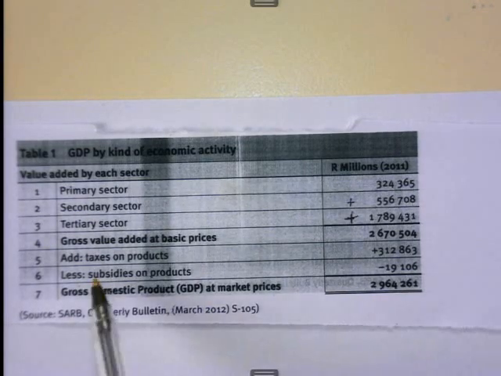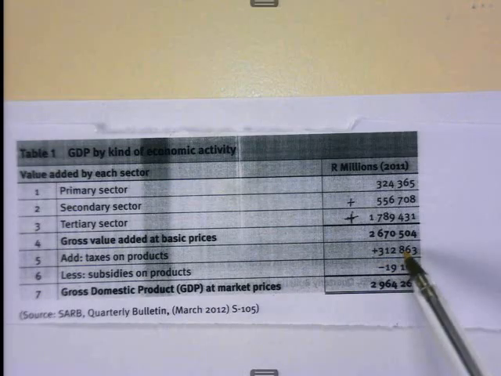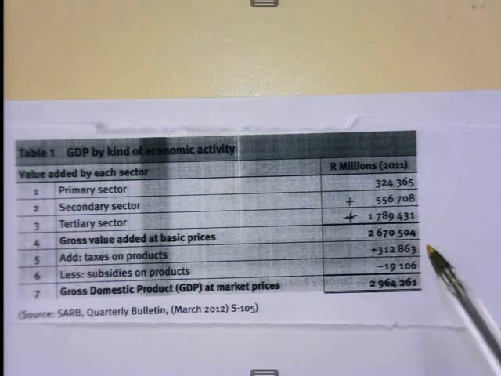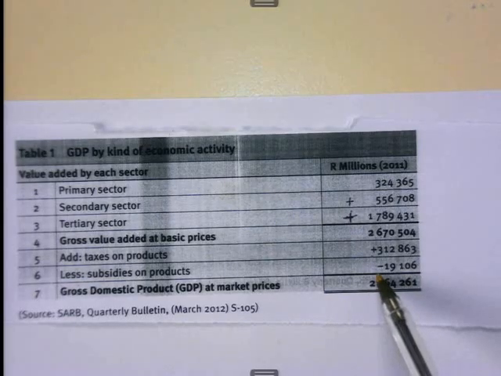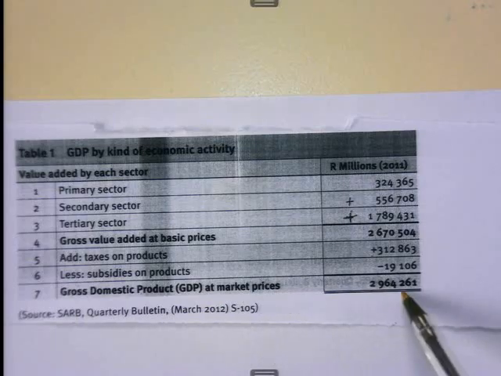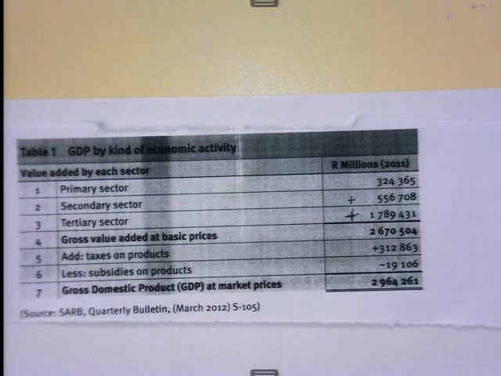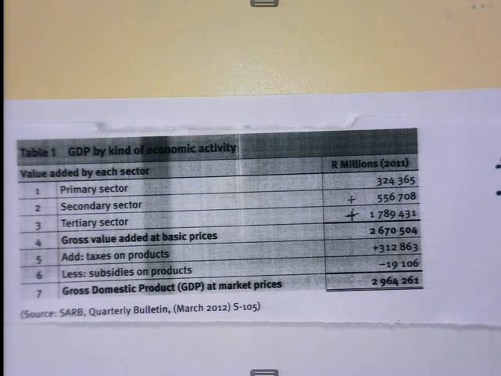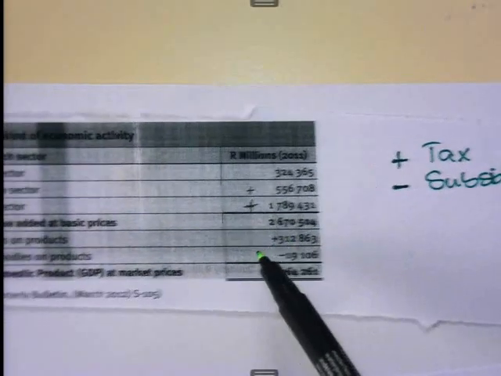So when you add the tax to the total that we get at basic price, the tax here is 312,863 million rands, and the subsidy is 19,106 million rand. We are going to add 312,863 to 2,670,504, but we must subtract the 19,106 because it's a subsidy. The sum that we get there, or the total thereof, is going to give us gross domestic product at market price. Very, very important. You must always remember, we add the tax, we subtract the subsidy. Add the tax and then you subtract the subsidy. That is a very important item to remember.